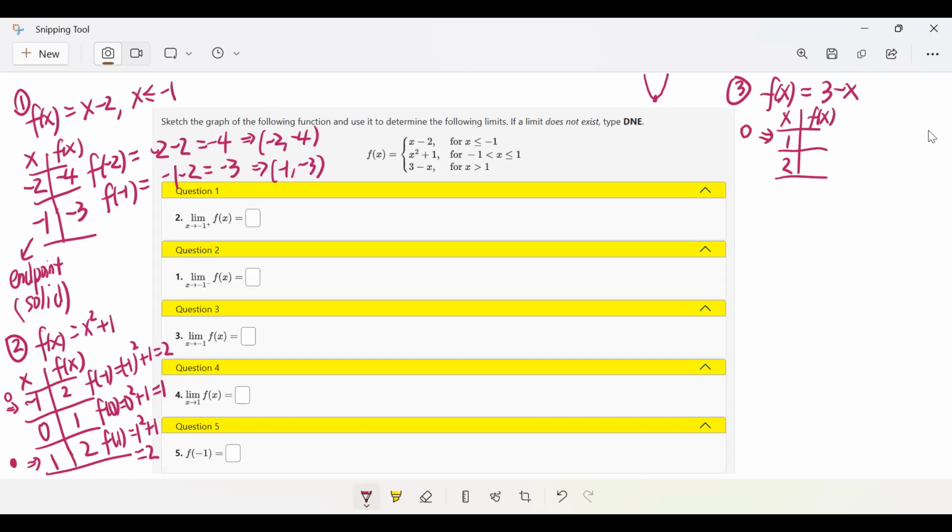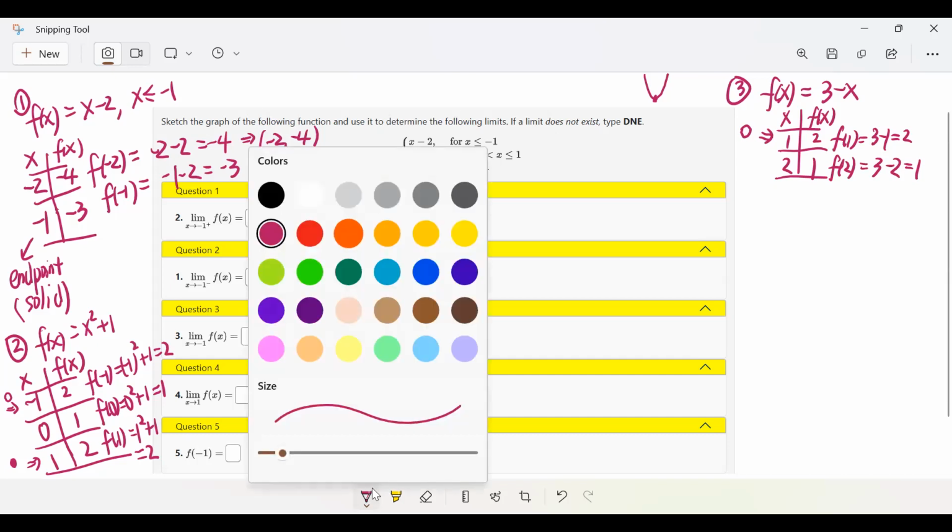Open circle. So after 1 will be 3 minus 1, that's 2. Okay. And after 2, it's 3 minus 2. It's gonna be 1. And yeah, so we're gonna go, right? So we can start sketching the graph. Use a different color and sketch a graph.